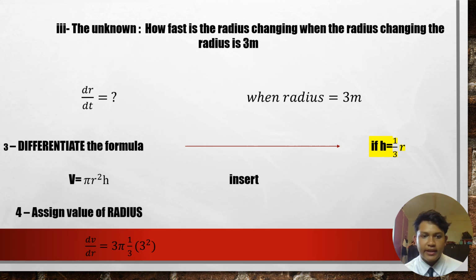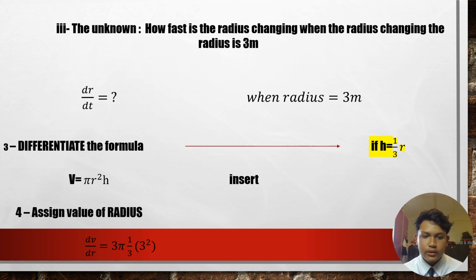The third part is the unknown. How fast is the radius changing when the radius is 3 m? So we need to find dr/dt when the radius is 3 m. Number 3, we need to differentiate the formula. So we differentiate the cylinder volume formula, and we get 3 pi 1 over 3 r squared.